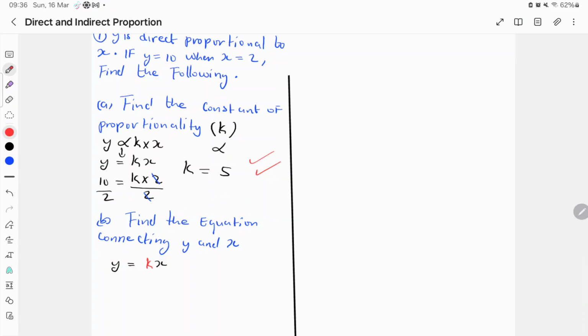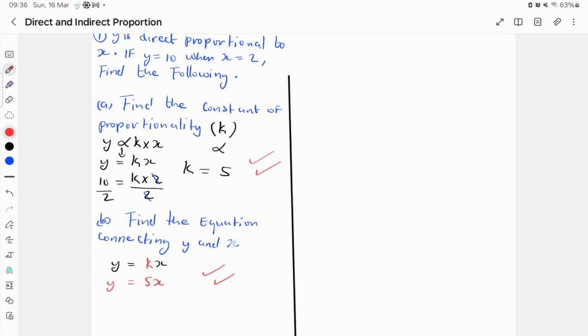Okay, k is there. Now just replace k with the value that you found. y is equal to 5x. In that case you have your equation. You can see that y and x must stay as letters. k must be replaced with a number, because k is a constant. That means it's always in that formula, and that is your equation.